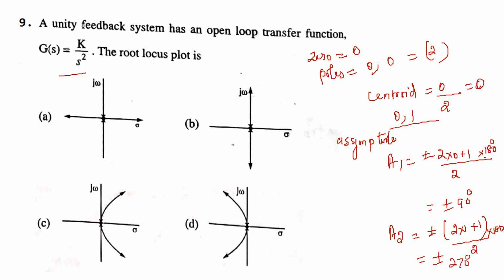See here, for the second statement, 2 poles are in the origin, so 2 poles are marked at the origin. This is correct. And the centroid is also 0, this is also correct. But the third one, asymptote 90 degrees: this is plus 90 and this one is minus 90. So option B is the correct answer.